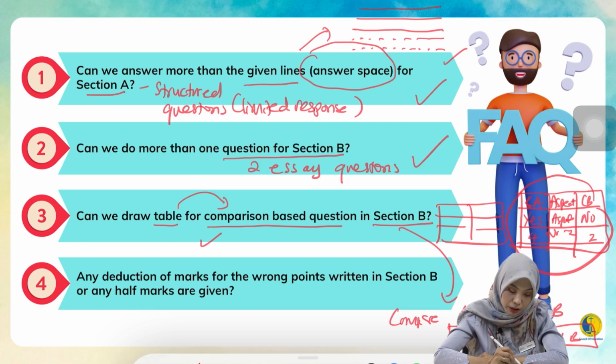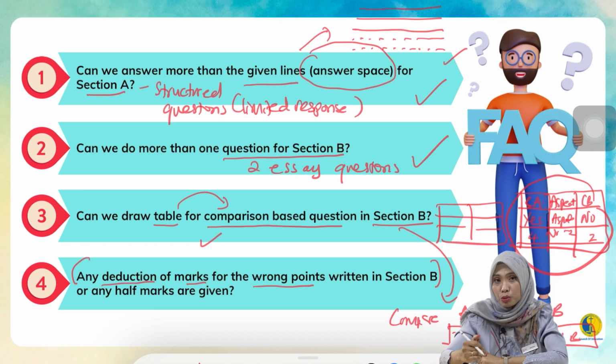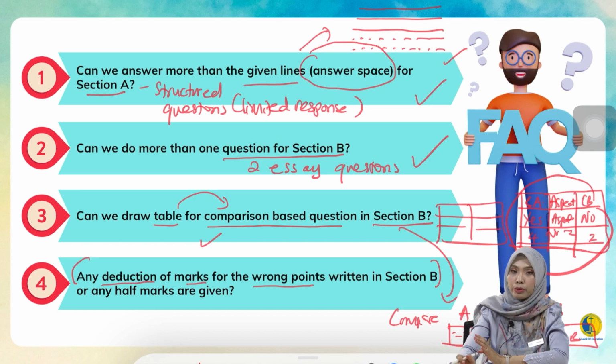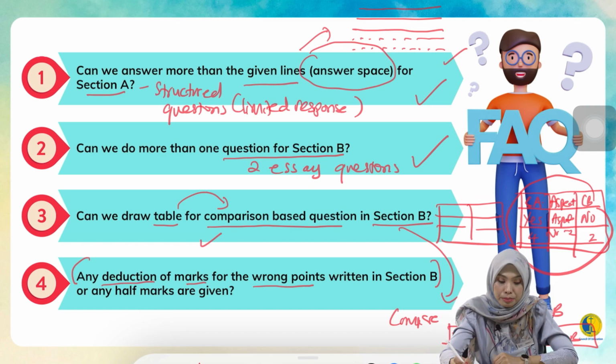Okay, let's go to the last question, number 4. Any deduction of marks for the wrong points written in section B? Okay, there are 2 questions in question number 4. So I will explain one by one. Any deduction of marks for the wrong points written in section B? Okay, good news, no.